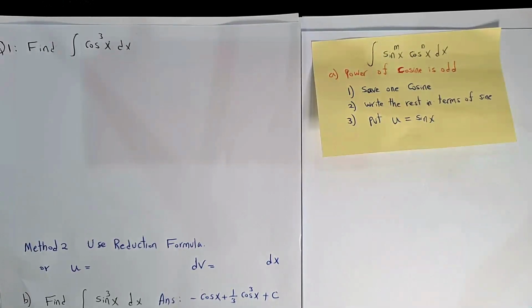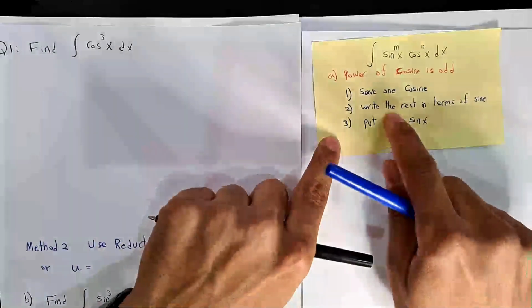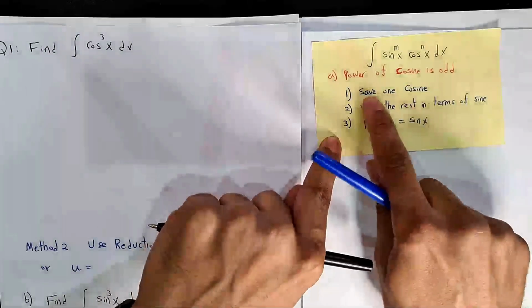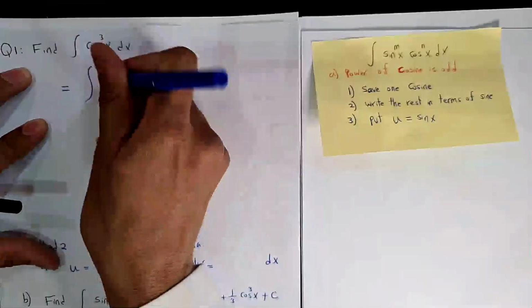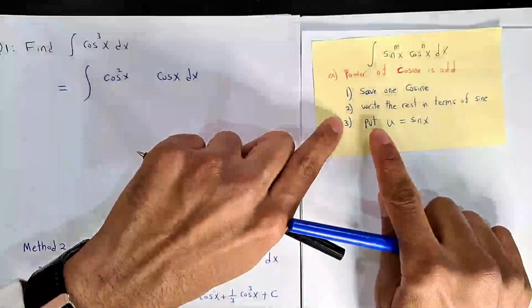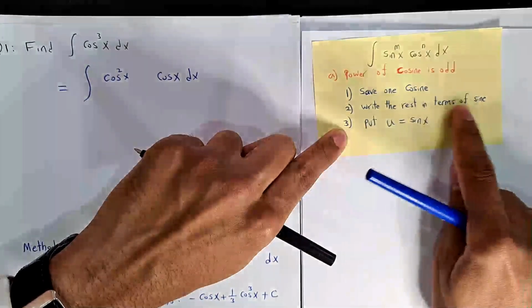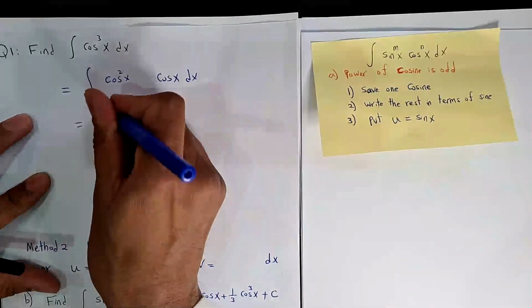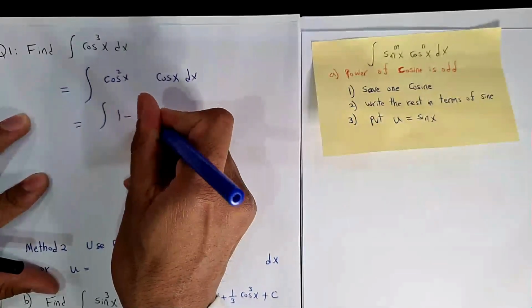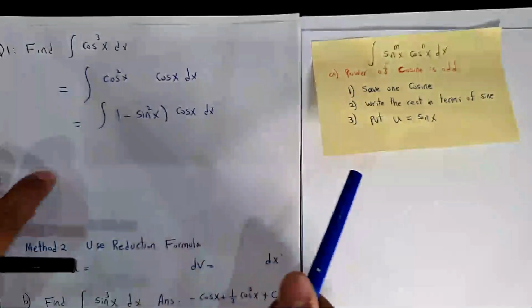Question number 1, integrate cosine cubed x dx. Well, we have the strategy. The power of cosine is odd, so follow this. Save one cosine, as I said. If you save one cosine at the end here, you are left with cosine square. Look here, we are looking for the substitution u equal to sine x, then we need to write the rest in terms of sine only. So what is this in terms of sine? It will be 1 minus sine square x times cosine x. Now we are in step number 3.